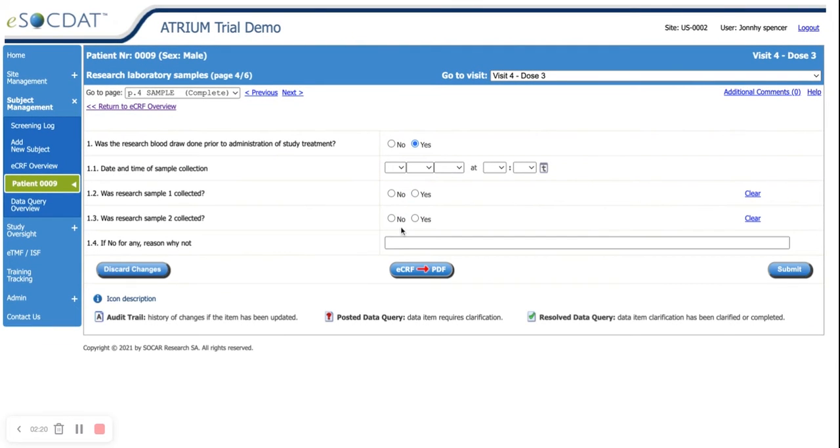Please be sure to include, if for some reason one was not collected, a reason in 1.4. You'll then hit Submit in the bottom right-hand corner of the page.